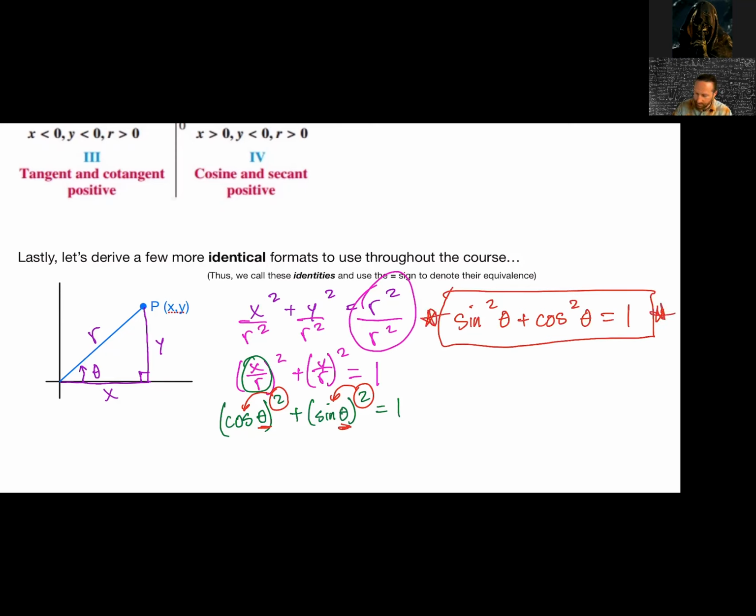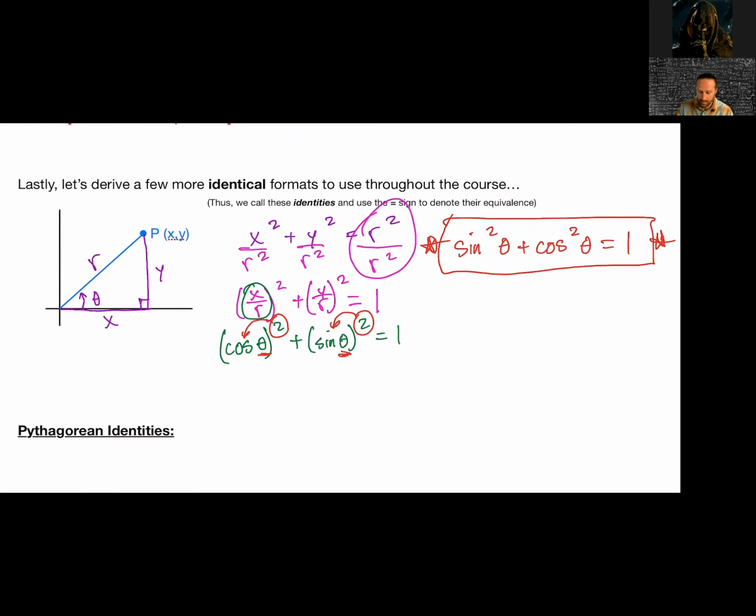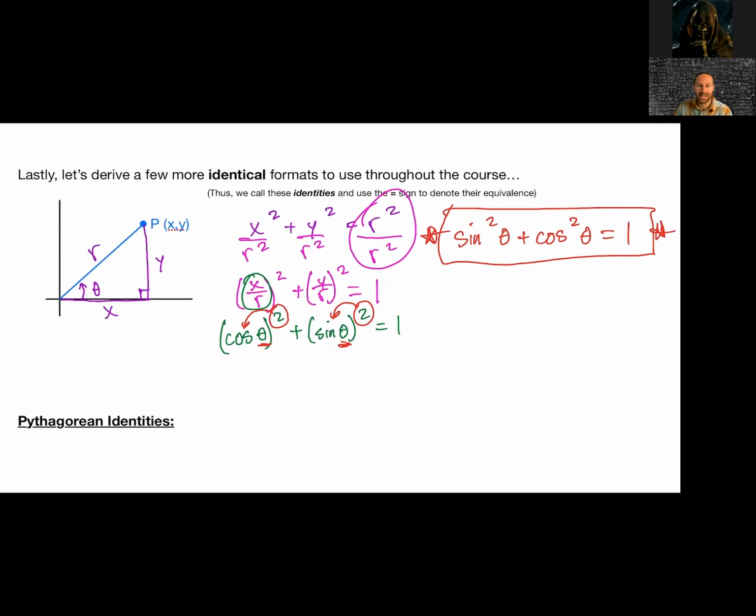And because we just proved that this is equal to 1 by doing a little bit of manipulating to our equation, because we got it from the Pythagorean theorem, we're going to call this a Pythagorean identity. Now, if you notice, it says identities, plural. This is the only one that you have to memorize.